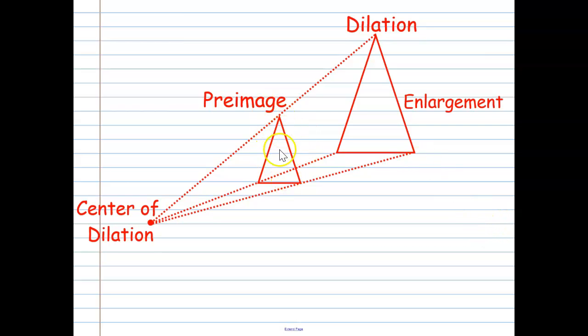And again, we can see our pre-image, our starting part. Our image would be our dilation this time. In this example, we have an enlargement. And then we have the center of dilation there. So make sure you get all that in.